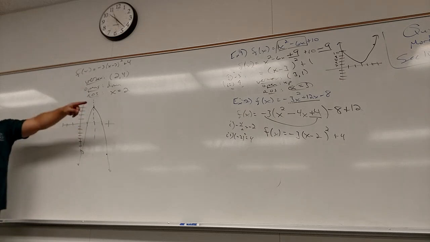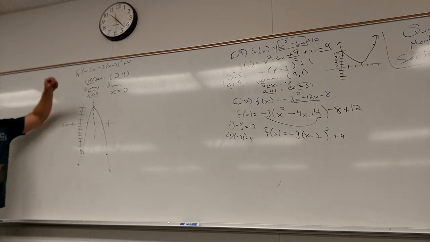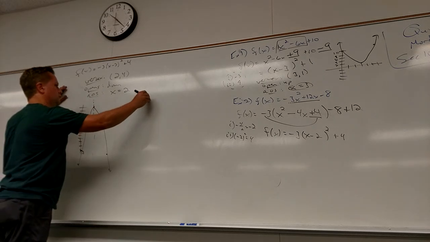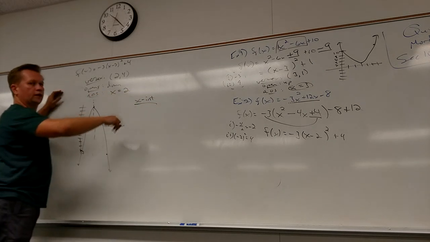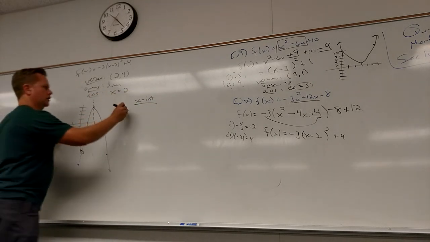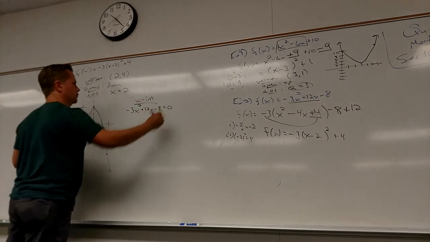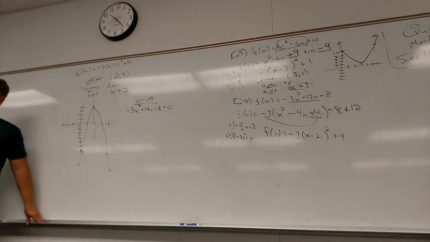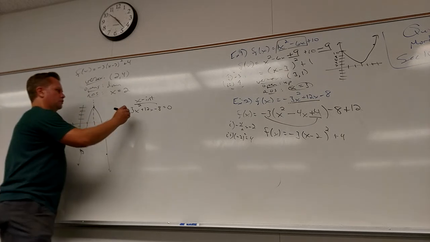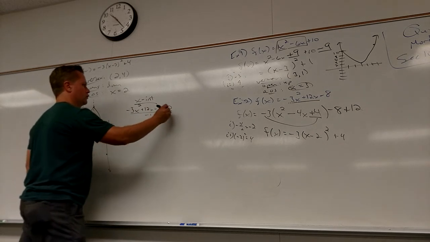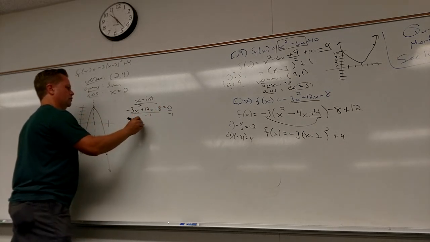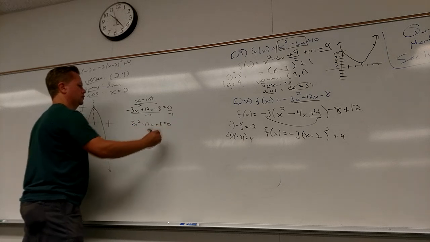How would I find the x-intercepts? That's a great question because we're about to do this anyway. Y equals 0. Good. So that would mean that negative 3x squared plus 12x minus 8 equals 0. A lot of you guys would give up on poor little factoring. If you divide everything by negative 1, you get 3x squared minus 12x plus 8 equals 0.